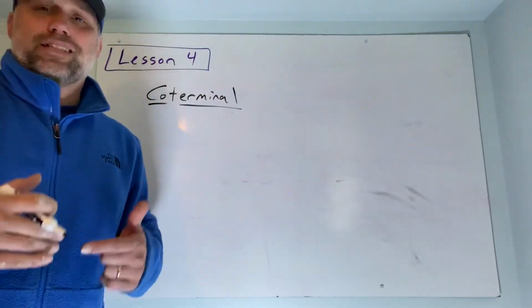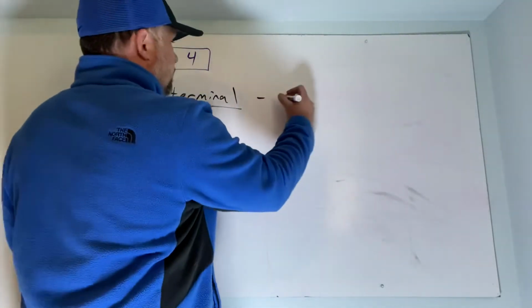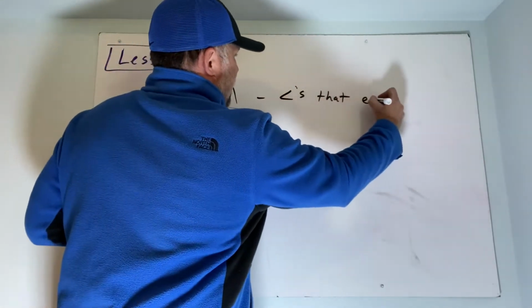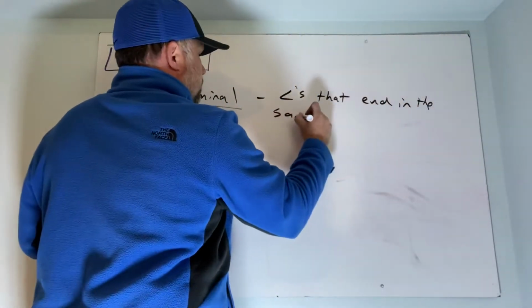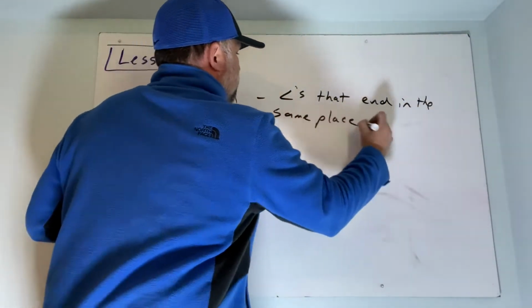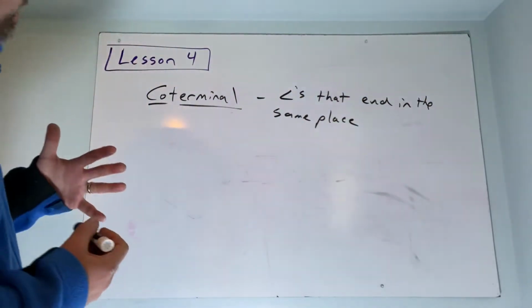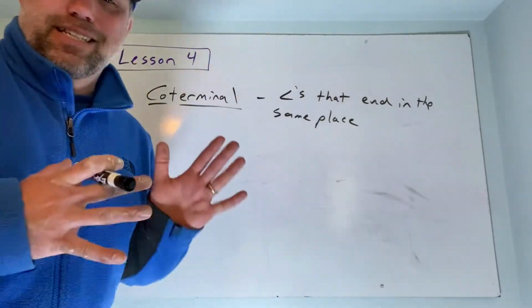Co-terminate. That means they end in the same place. So the definition of coterminal is angles that end in the same place. That's kind of a very generic definition, but that's really what's going on here. So if two angles are coterminal, that means they end in the same spot.